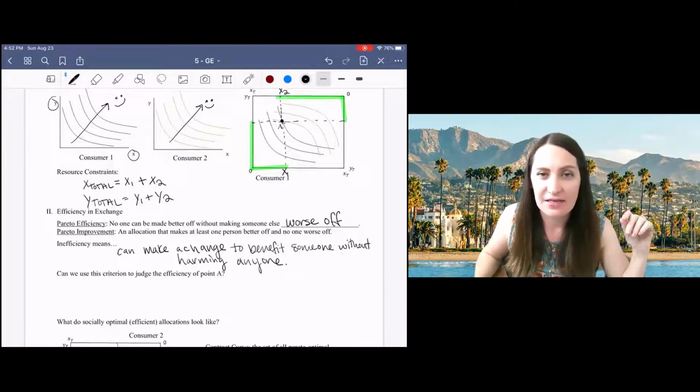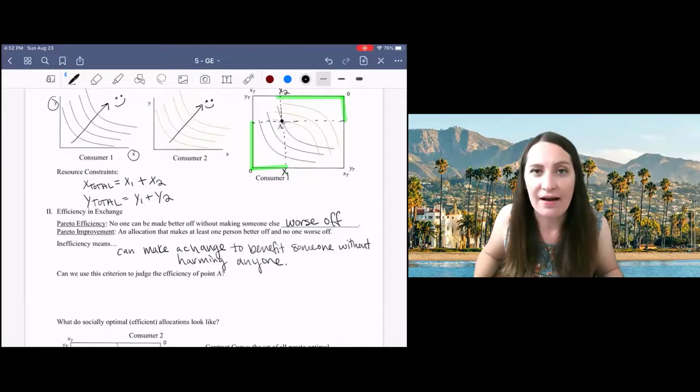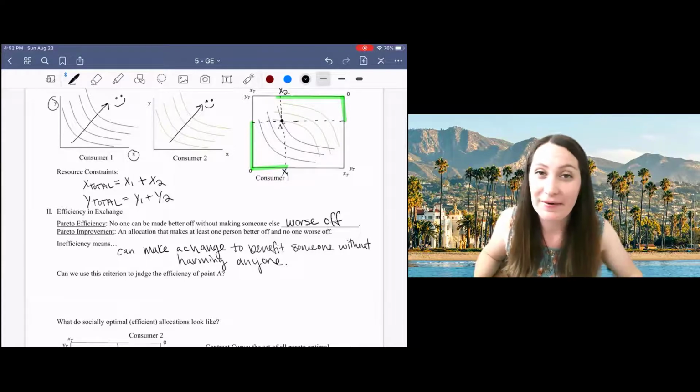And that's called a potential Pareto improvement, a situation in which we have a point that is Pareto preferred to our initial point. In other words, we can make people better off without harming anyone. So all inefficient points will have Pareto improvements that are superior to the initial endowment. Can we use this criteria to judge point A? Of course, that's the point.